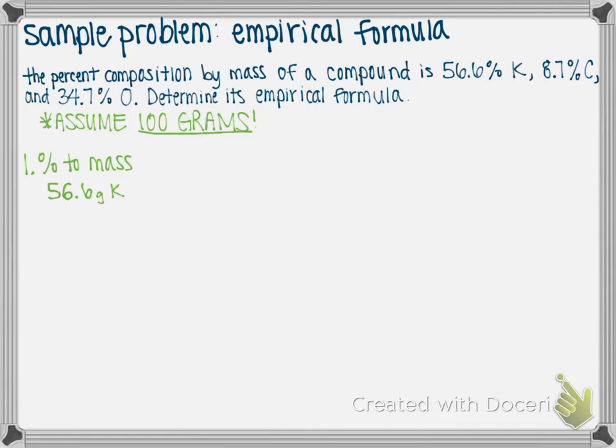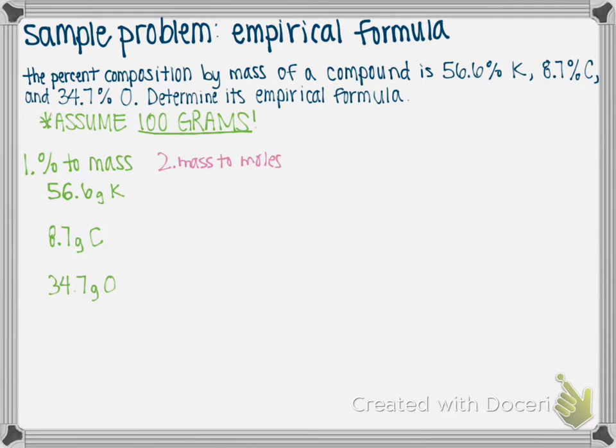8.7% carbon turns into 8.7 grams of carbon. And 34.7% oxygen turns into 34.7 grams of oxygen. Alright, so your first step is done, percent to mass. Step 2, and I'll do this in a different color. Step 2 is going to be, so percent to mass, mass to moles. Alright, so you have all your masses, you have to now convert to moles.